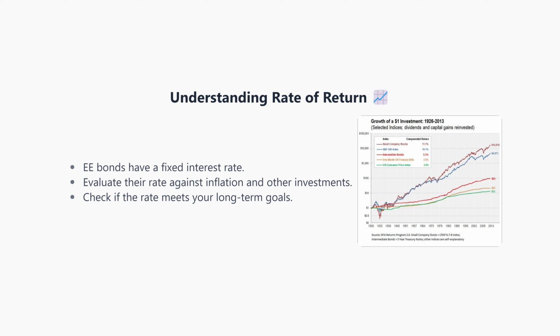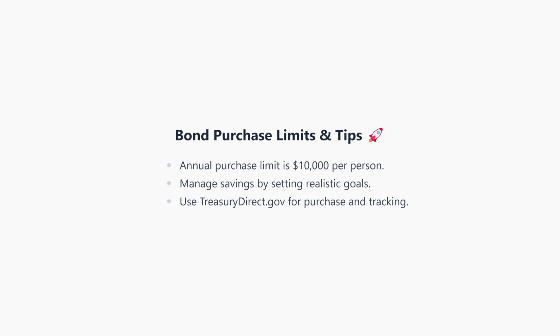Let's talk about the purchase limits for e-bonds. Each person can purchase up to $10,000 worth of e-bonds annually. To effectively manage your savings strategy, it's helpful to set realistic financial goals and utilize treasurydirect.gov for both purchasing and keeping track of your bonds.